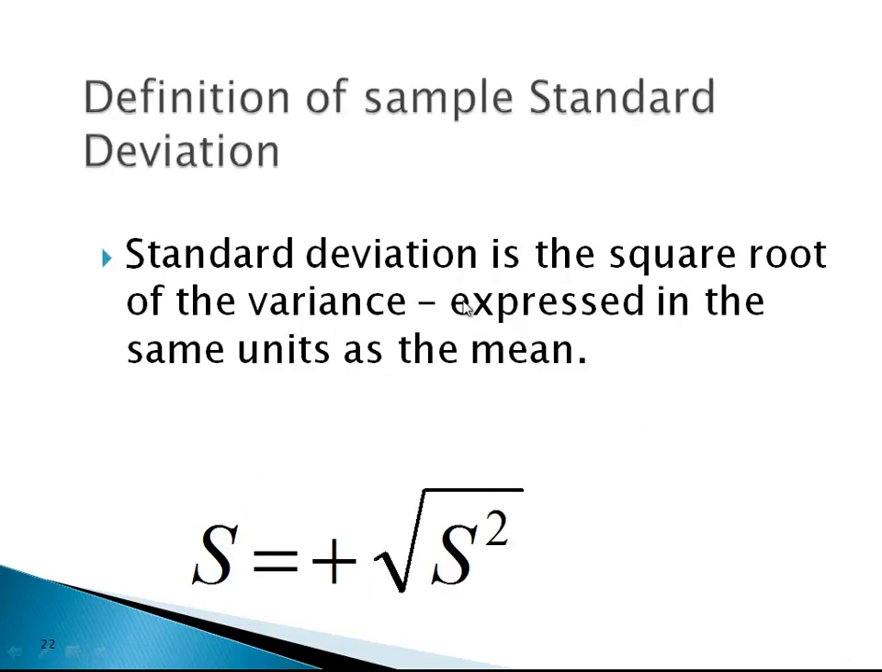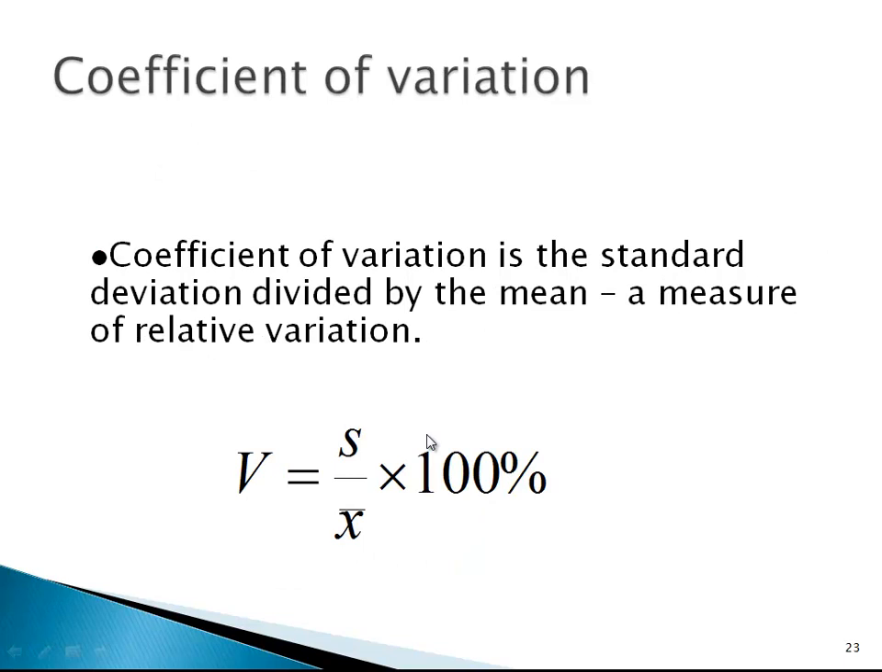The standard deviation is the square root of the variance, expressed in the same units as the mean. So the standard deviation is the square root of the variance. To calculate the coefficient of variation, we divide the standard deviation by the mean. And that's a relative variation. It's a measure for relative variation.